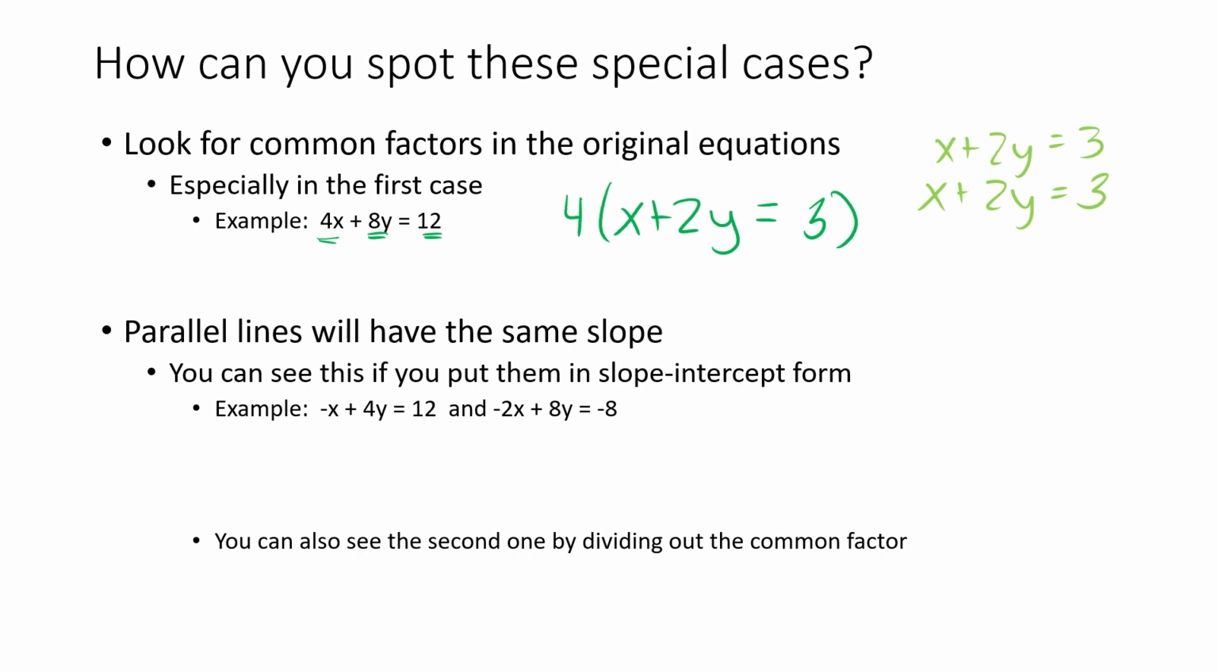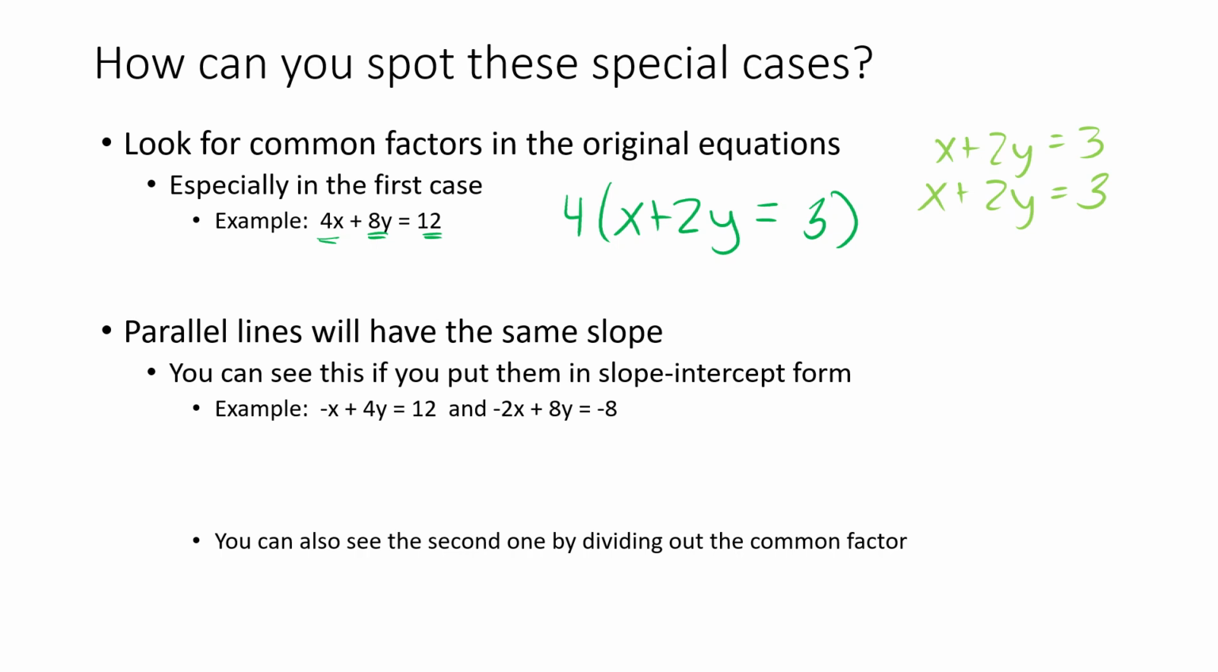You start seeing those common factors, you might want to divide those common factors out, get rid of that common factor, and that will simplify the problem. The other thing is that parallel lines will have the same slope, and you'll be able to see that if you put them in slope-intercept form.